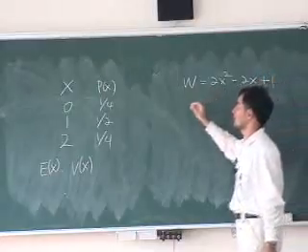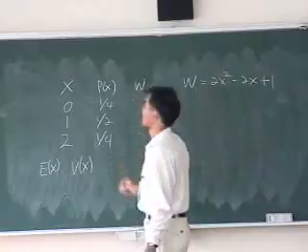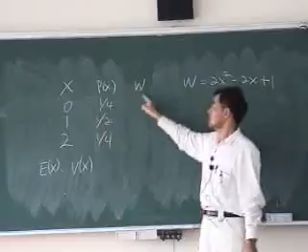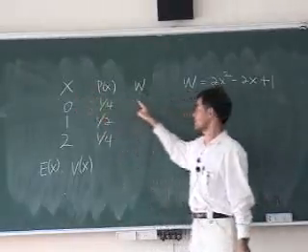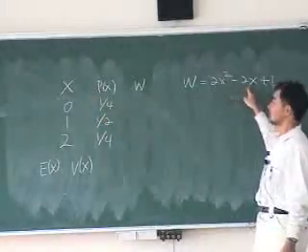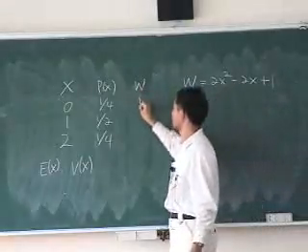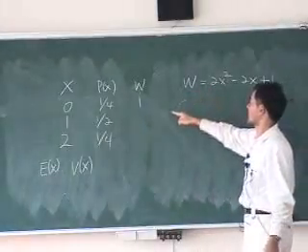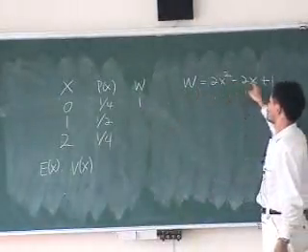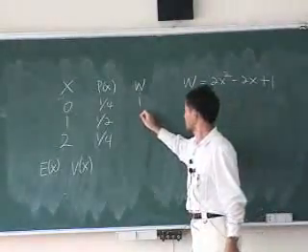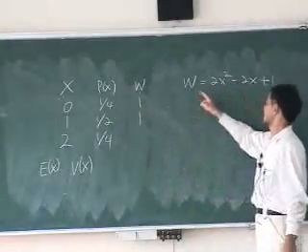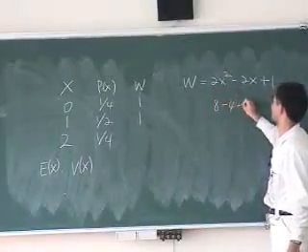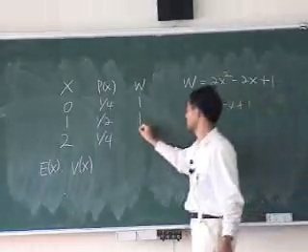So let us try to find out what are the possible values of w. So if x is equal to 0, what is the value of w? It's going to be equal to 1, right? And if x is equal to 1, what is the value of w? It's going to be 1 again, right? And what about 2? If x is equal to 2, then it's going to be 8 minus 4 plus 1. So that's going to be 5, right?